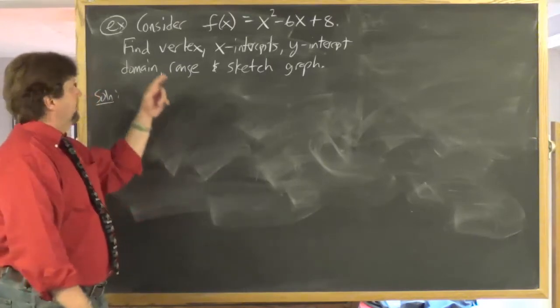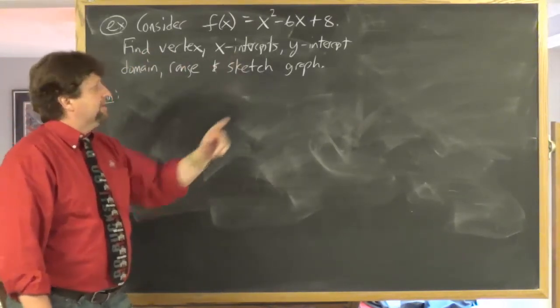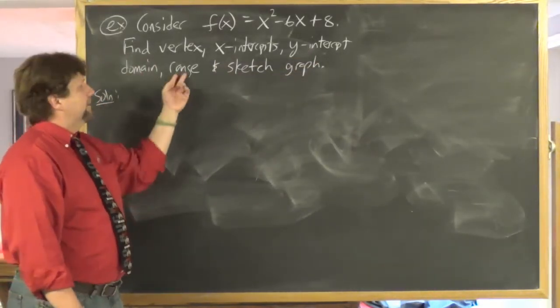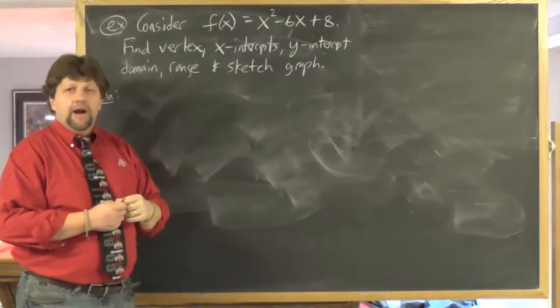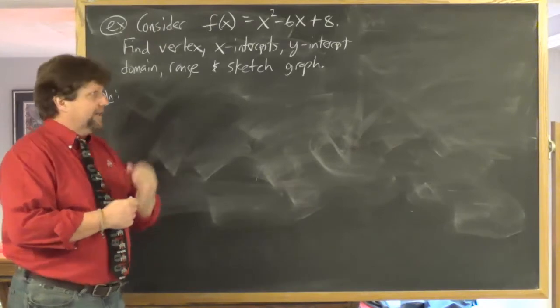So I said, let's find the vertex. Let's find the x-intercepts. Let's find the y-intercept. Let's determine the domain, the range, and let's sketch the graph. So we're going to do a lot here. We're going to try to get a lot of mileage out of this one example.